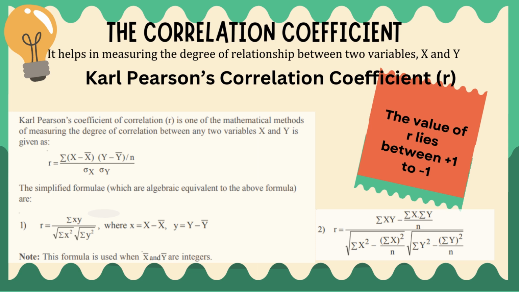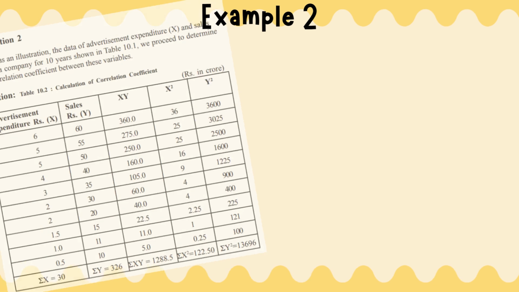In the rest of the cases you are going to use the second formula, which is r equals summation xy minus summation x summation y upon n, divided by the square root of summation x square minus (summation x) square upon n, and similarly for y. Let us see the example.